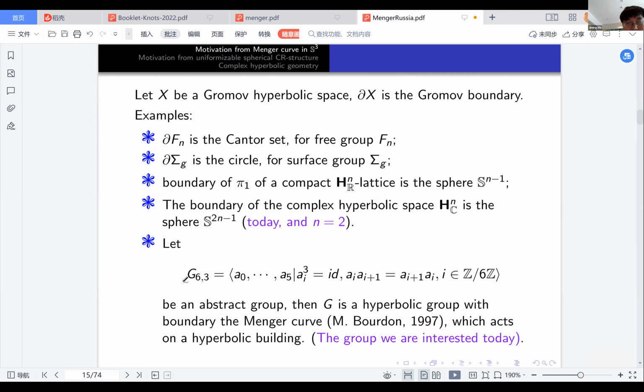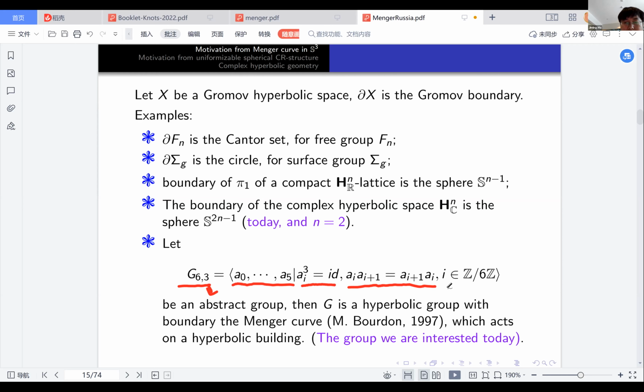Okay. And also consider the group here. We have a group G_6^3. By 6 I mean the group here is generated by 6 generators: A0, A1, A2, A3, A4, and A5. And 3 means every generator has order 3. And we have 6 other relations, I mean A_i and A_{i+1} commute, right? For each i.